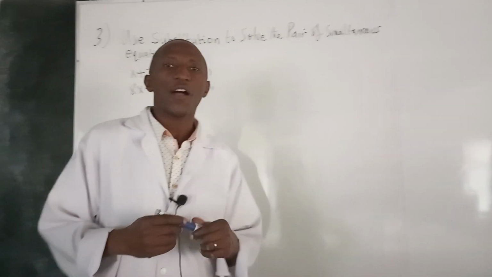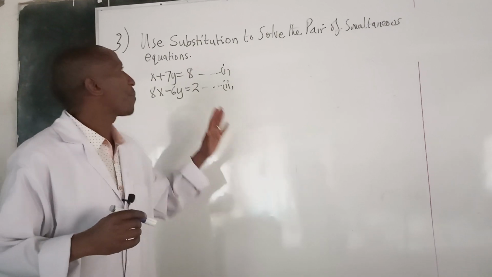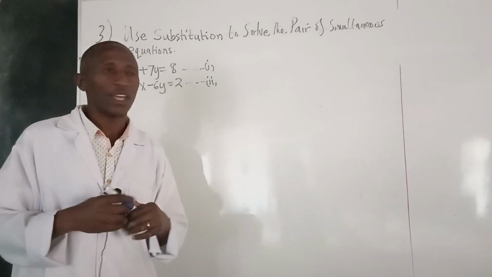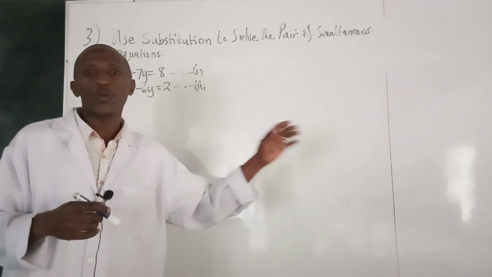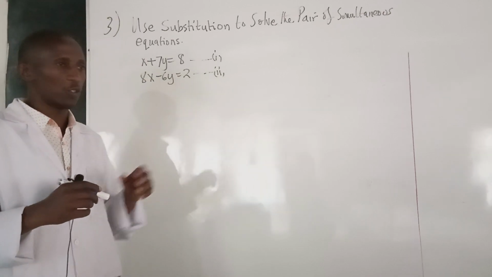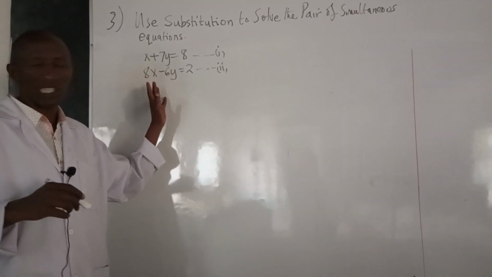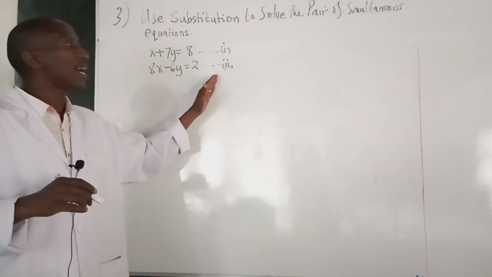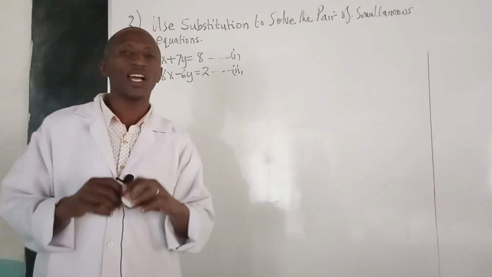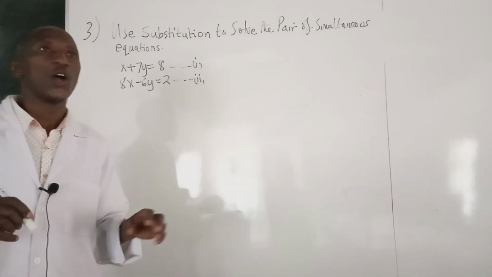Welcome back. Viewers, we move to example number 3, whereby we look at substitution method. In example 1 and 2, we had seen the use of elimination method. Now, we look at substitution. The question is, use substitution method to solve the pair of simultaneous equations given below. These are the same that we had used earlier, only that this time round, I would like us to use the substitution method.